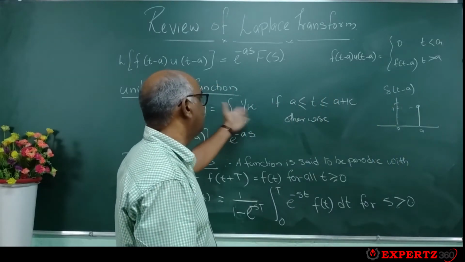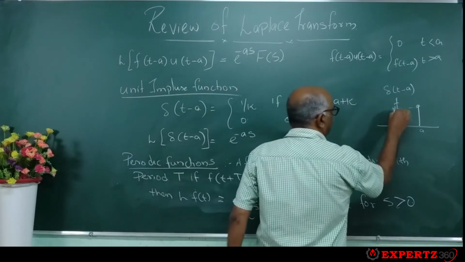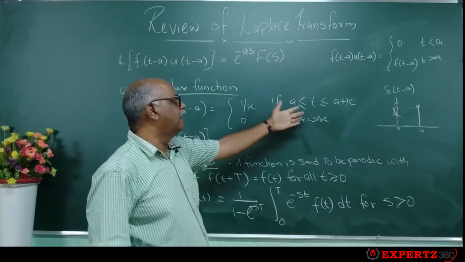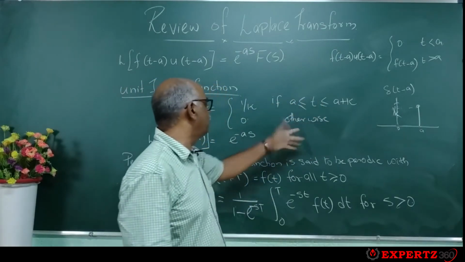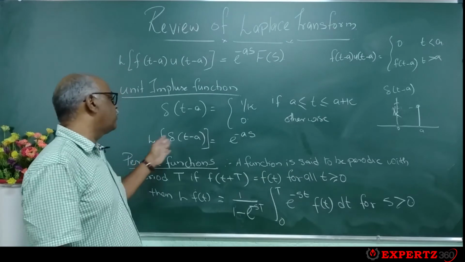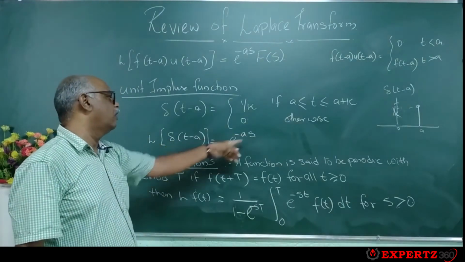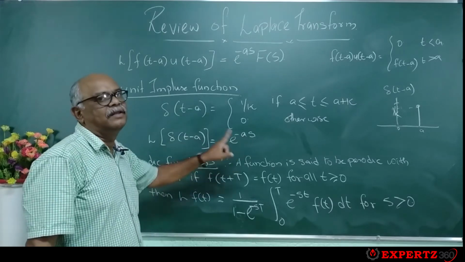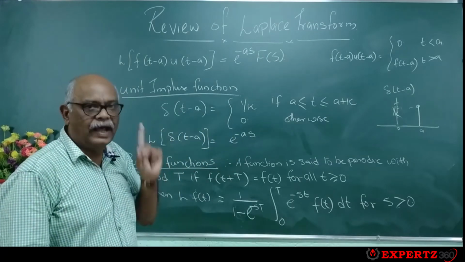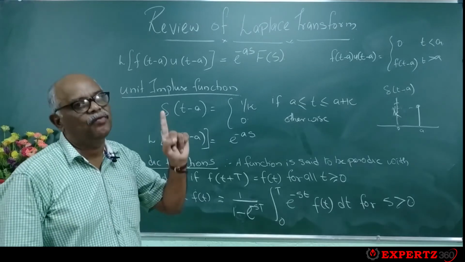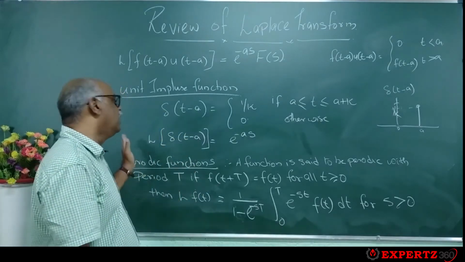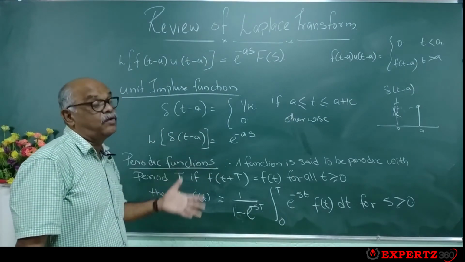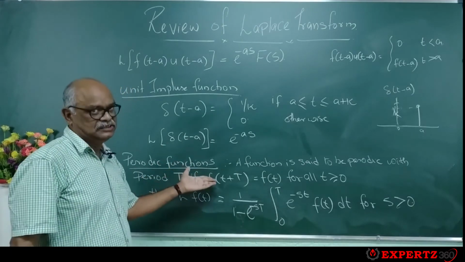The height is given as 1 by k, it is not equal to 1. It is 1 by k for a less than t less than a plus k, and 0 otherwise. And the Laplace of that is e raised to minus as. If it is del of t, then it becomes e raised to 0, which is 1. So the Laplace of an impulse function del of t is equal to 1, and del of t minus a is simply e raised to minus as.